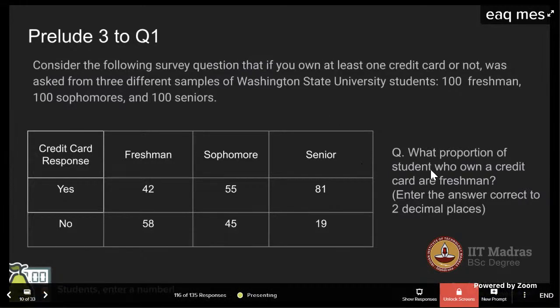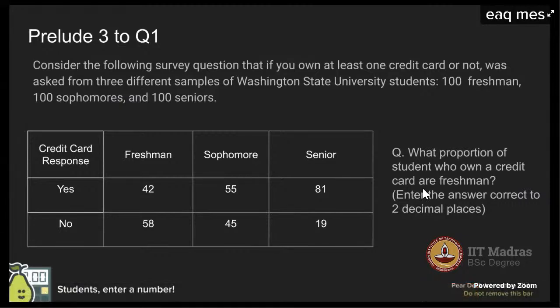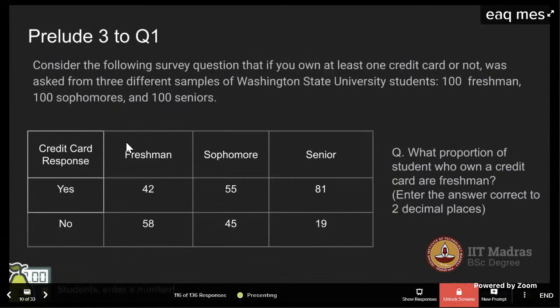Okay, the question would be something like, what proportion of total students are freshmen and own a credit card? Sir, and 42 by 100? 42 by 100. Okay. What proportion of freshmen own the credit card, right? Our main focus will be on freshmen only, the proportion of freshmen who own the credit card.